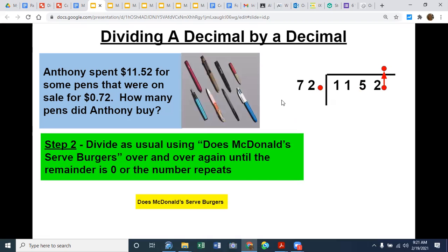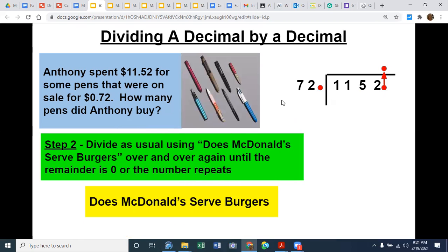Divide as usual. Here we go. 72 won't go into 1. 72 won't go into 11. 72 will go into 115. So I'm going to start my answer over the 5.